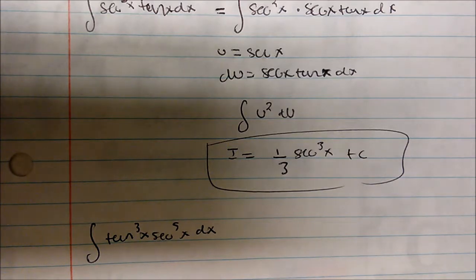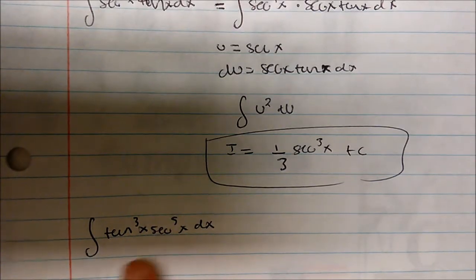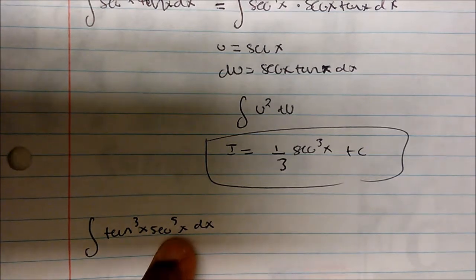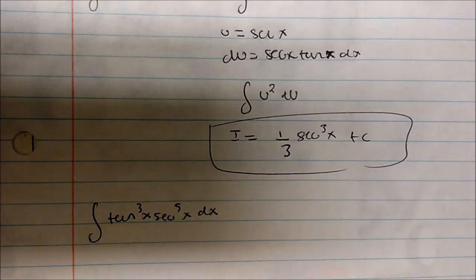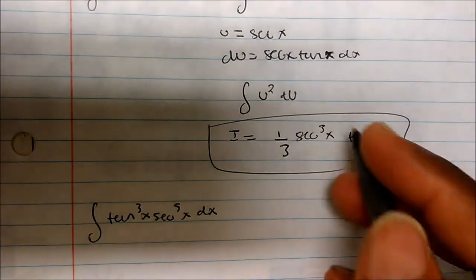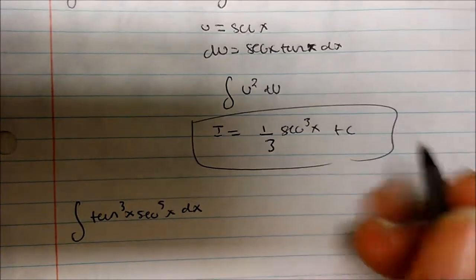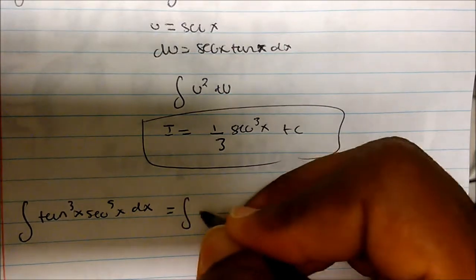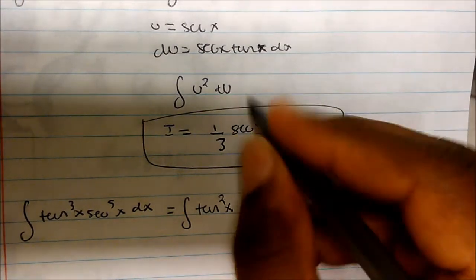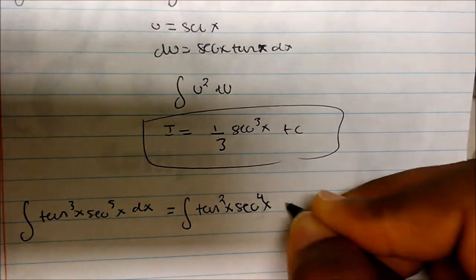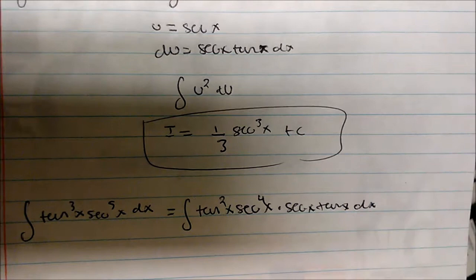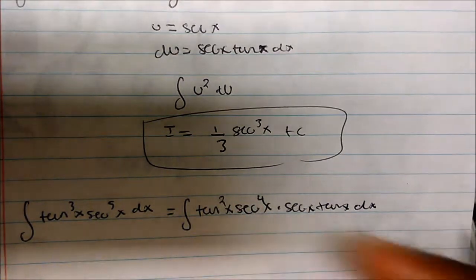Well, it looks to me that if I set u to be secant of x, I don't have its derivative. If I set u to be tangent of x, well, that's just secant squared of x. I have secant to the fifth of x, so that would not work. So u substitution does not work. So what do I go to? Split and borrow one from each. So I could rewrite this integral as the integral of tangent squared of x times secant to the fourth of x multiplied by secant of x tangent of x dx. Okay, so notice I just borrowed one from both.